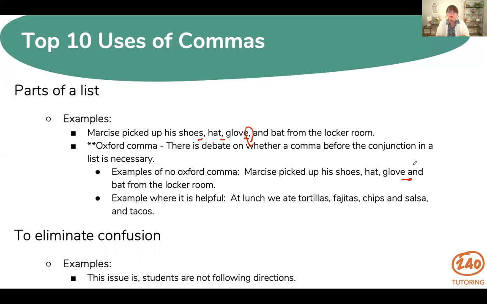Now, sometimes that Oxford comma can come in handy when part of the list is compound. So in this example, at lunch, we ate tortillas, fajitas, chips and salsa, and tacos. Since those chips and salsa are compound, they go together, we're going to go ahead and put in that comma before the and. We can also use commas to eliminate confusion or just ensure that the reader is following the sentence. So in this example, the issue is, students are not following directions.